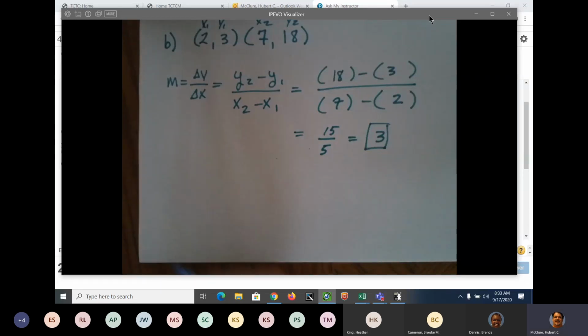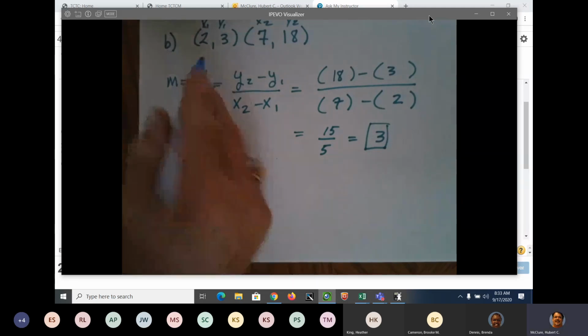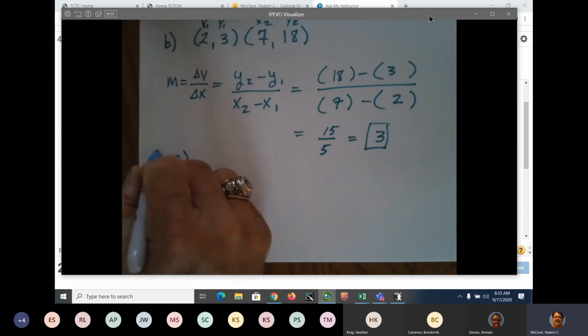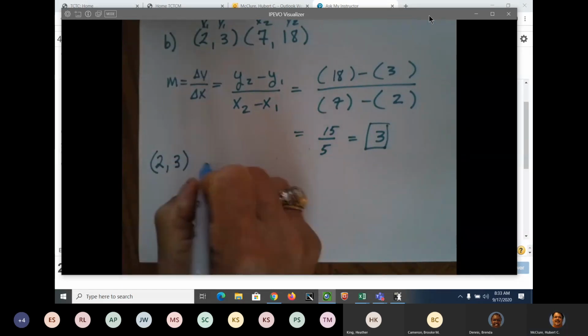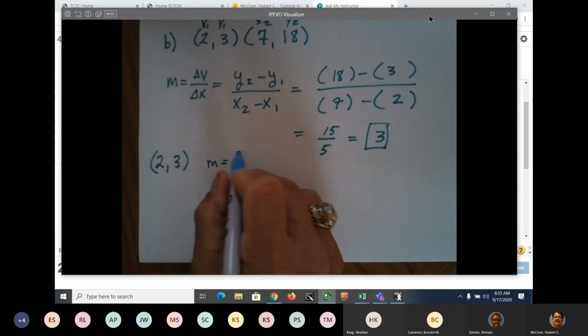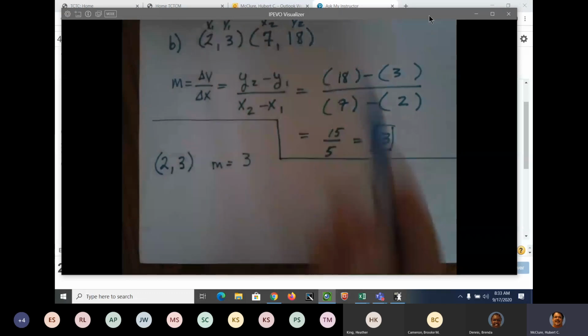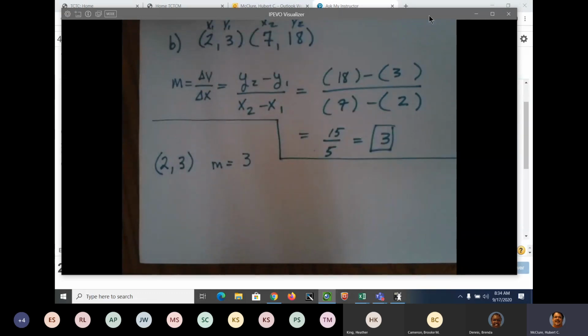Well, now we got to do part 2, and that's finding the equation. We've got to pull a point. I'm going to use 2 and 3. Somebody tell me why I picked 2 and 3 as my point. Anybody take a guess? It's smaller. KISS method. Keep it simple. If you picked 7 and 18, you would still get the same answer, but it's larger numbers.